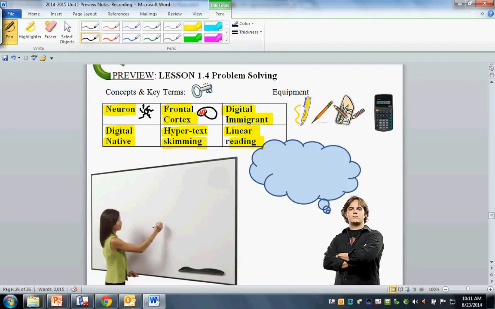Digital immigrant, that means someone who came to digital technology as a late teen or early adult, or later. In other words, they did not grow up with digital technology. So basically think me, your teacher. That would be me. Digital native, that's basically you guys. You grew up with digital technology. You've been using computers, internets, and smartphones and iPads since you were tots. Hypertext skimming means to skim a text. Linear reading means to read word for word, in our culture, left to right.